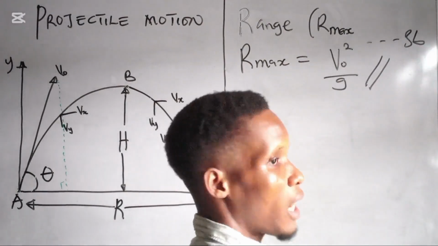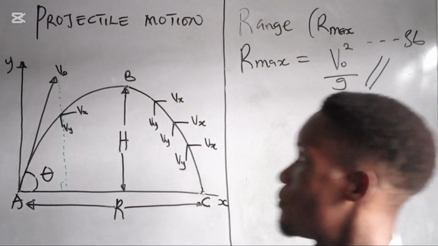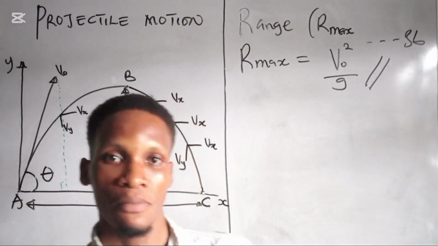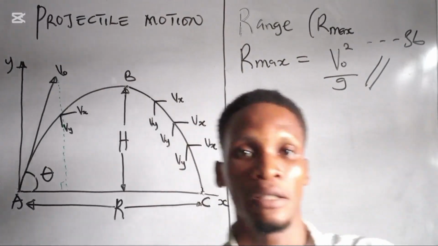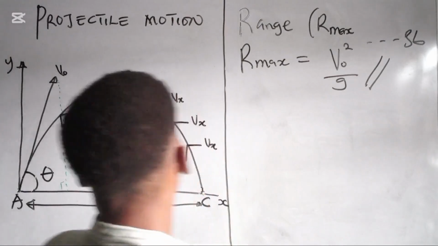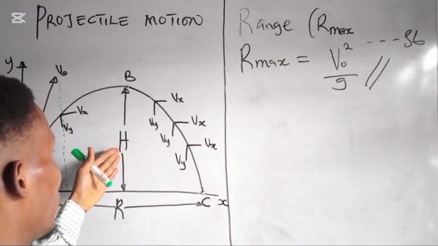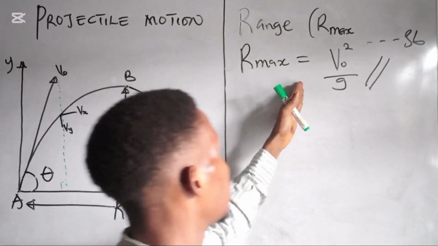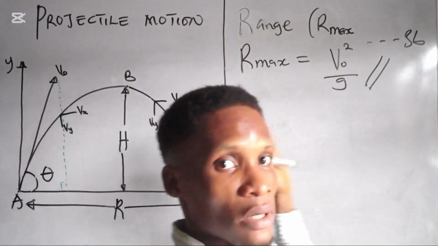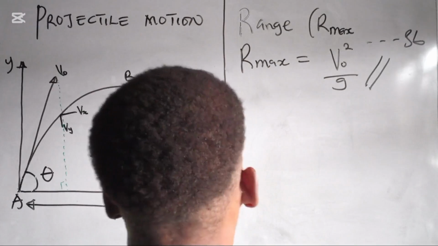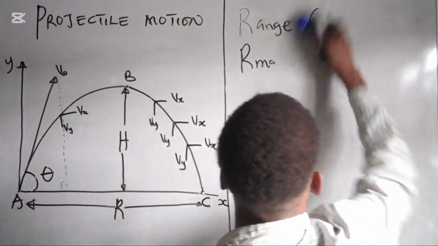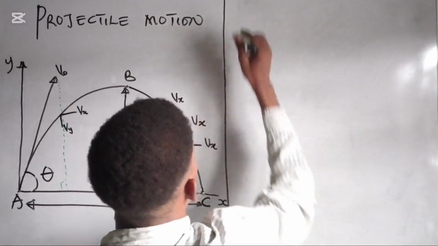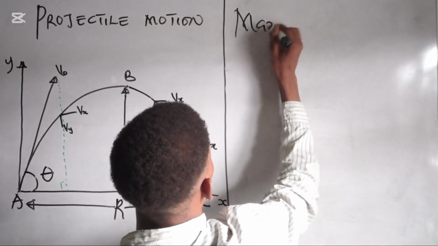So having gotten the time of flight and the range, now we're going to look into the maximum height. All right, we have gotten the range, we have gotten the time of flight. We're going to look into the maximum height now. Okay, maximum height.